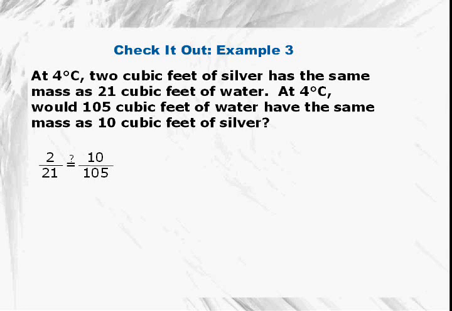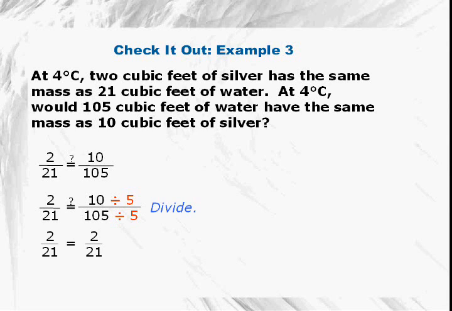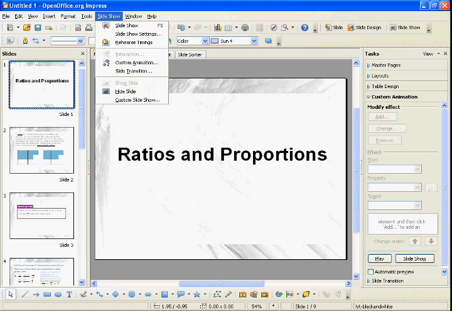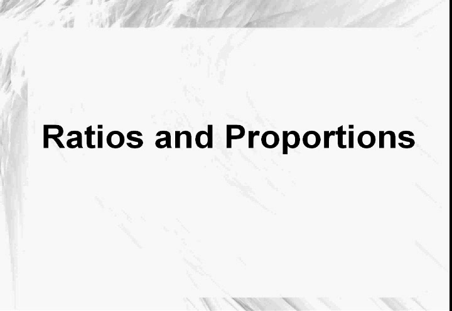Even though 105 came first, that's water. And I put water on bottom. So we need to put water on bottom if it goes on bottom. Silver goes on top, so we keep silver on top. Divide by the greatest common factor. 2 to 21, the greatest common factor is 1. If you divide by 1, you're going to get the same ratio. So there's nothing to divide on that ratio. 10 to 105, divide by 5, and we do get 2 to 21. Since they equal, then 105 cubic feet of water would have the same mass at 4 degrees Celsius as 10 cubic feet of silver. So there is your lesson on ratio and proportions.